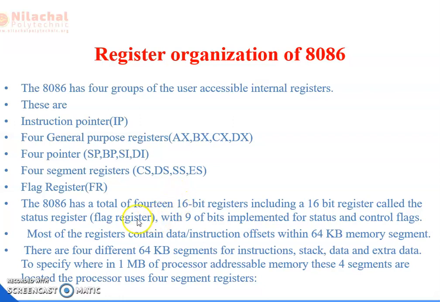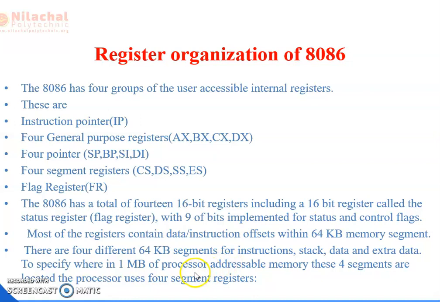The 8086 has a total of 14 16-bit registers, including a 16-bit register called the status register, that is the flag register, with 9 bits implemented for status and control flags. Most of the registers contain data or instruction offset within a 64 kilobyte memory segment. There are 4 different 64 kilobyte segments for instructions, stack, data and extra data.